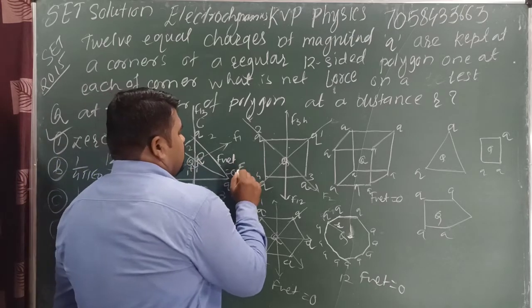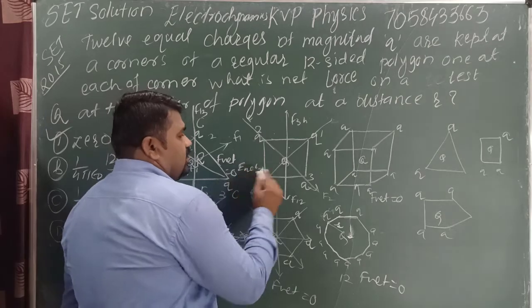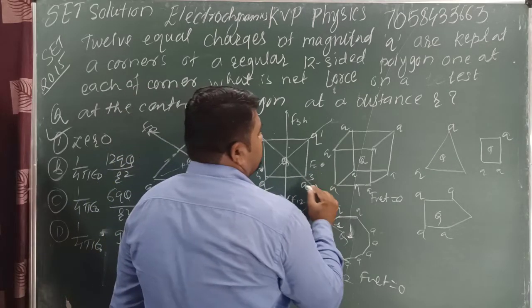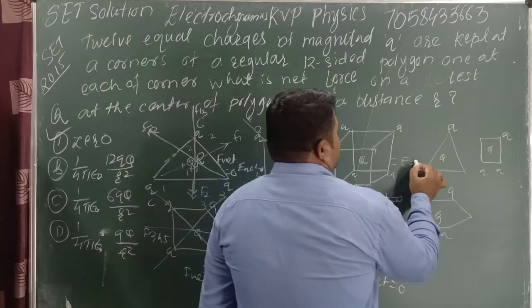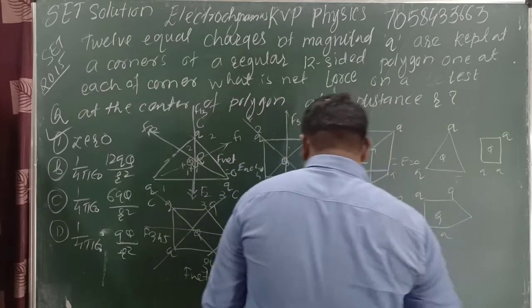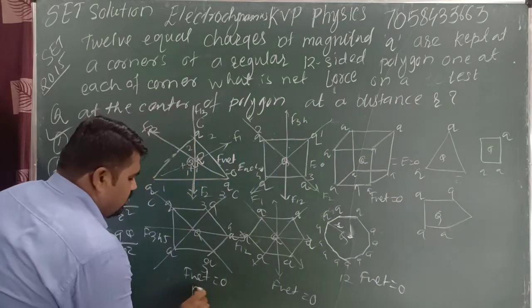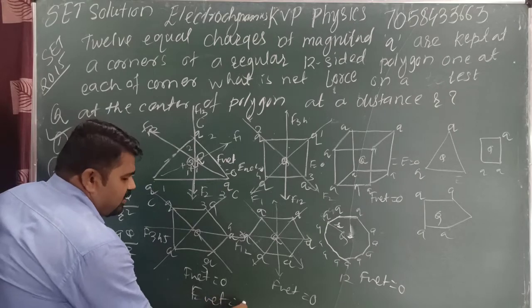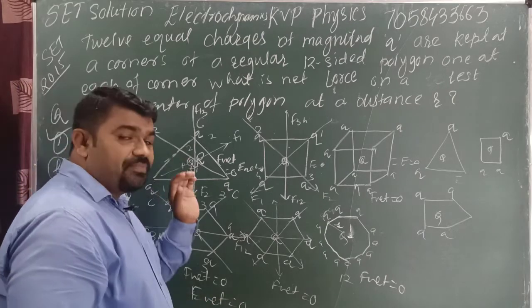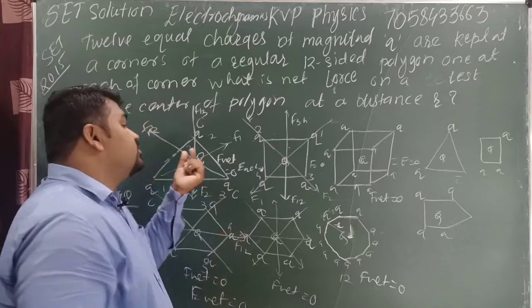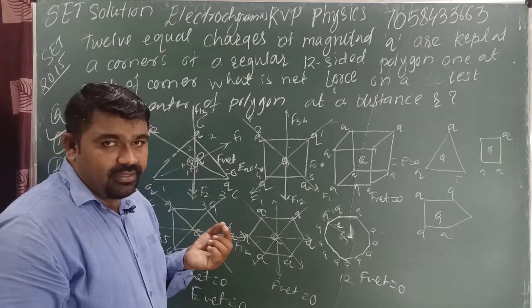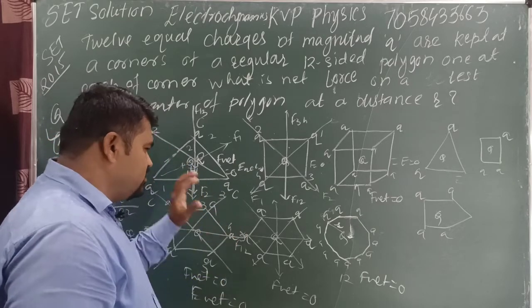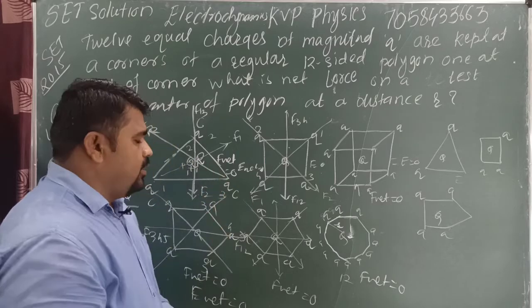E net is 0. Here E net is 0. Here also E net is equal to 0. But it's the same thing. But here a capital Q charge is placed at the center. In electric field, we consider a unit test charge only, a unit test charge for finding the electric field. That is the small difference between force and electric field.